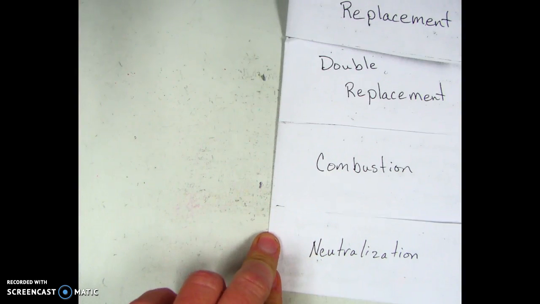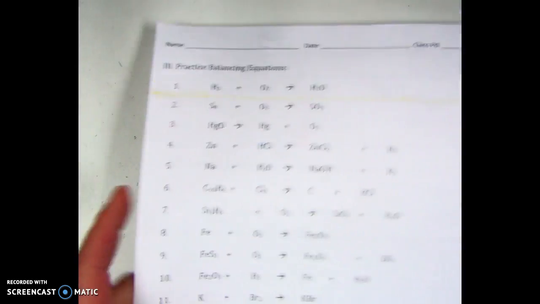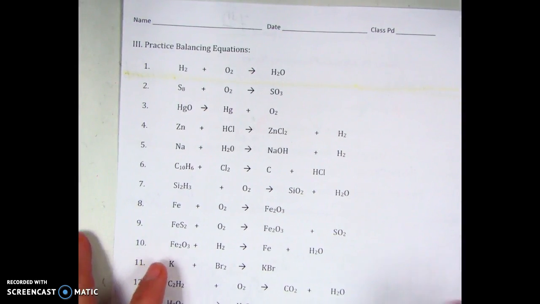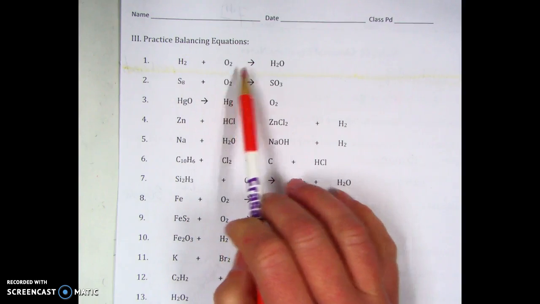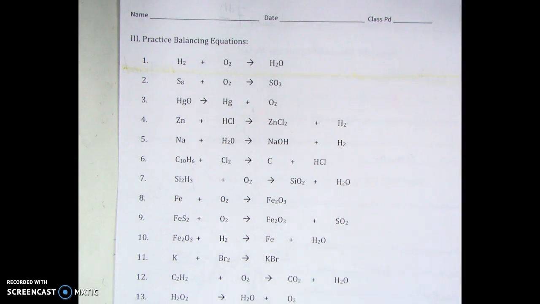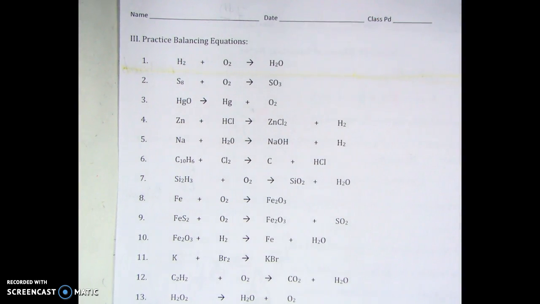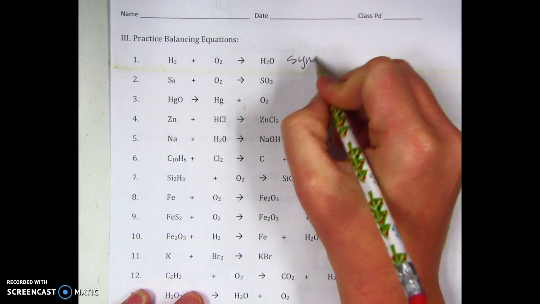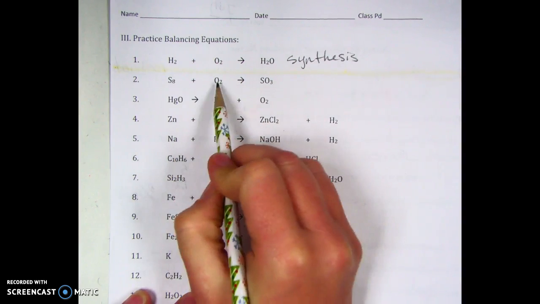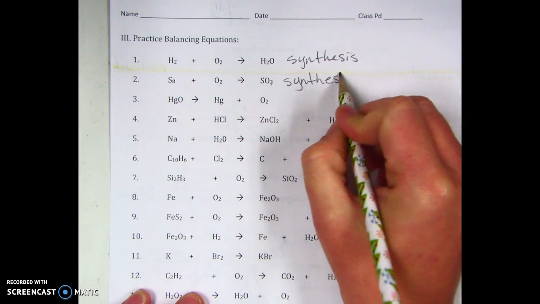You are going to be expected to be able to identify them. So let's look at the back of our homework notes number 2. So a hydrogen plus an oxygen yields a water. So we're synthesizing. So this would be a synthesis reaction. That pen doesn't write. So this would be a synthesis reaction. Element plus an element giving me a compound with one product. So again, a synthesis reaction.